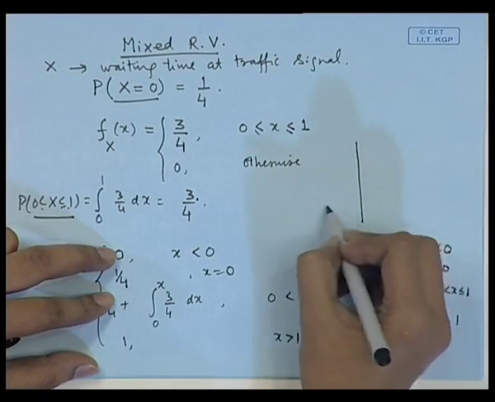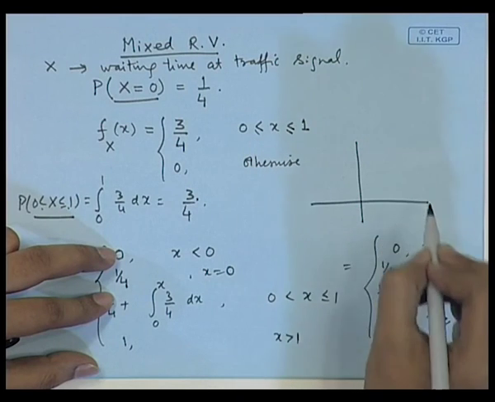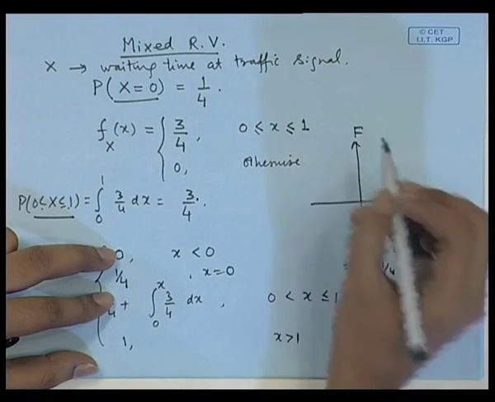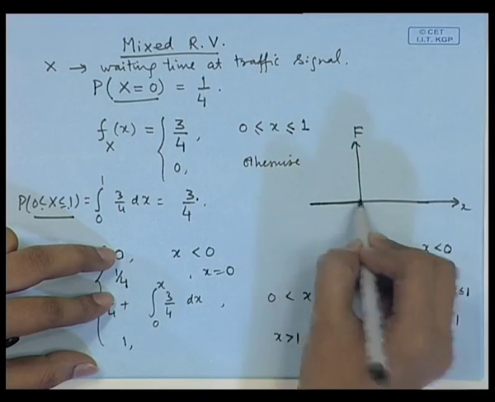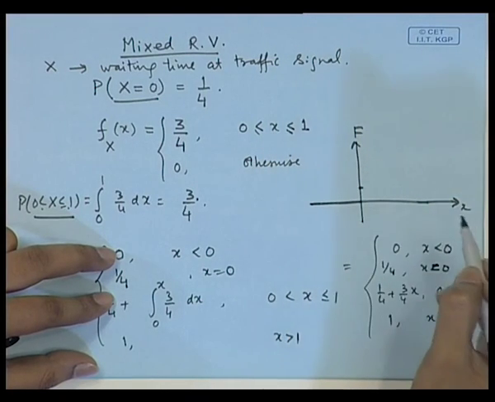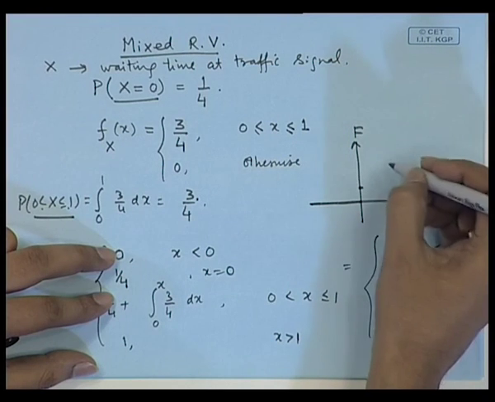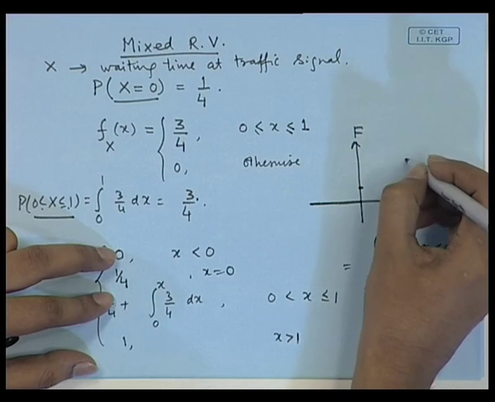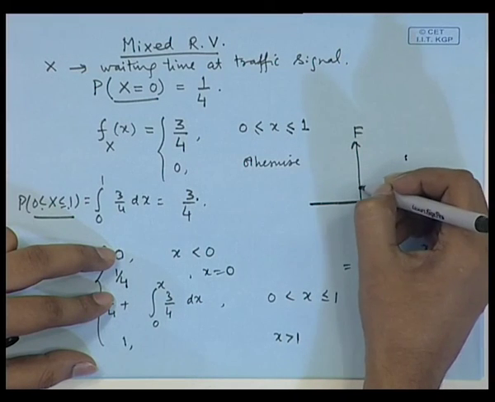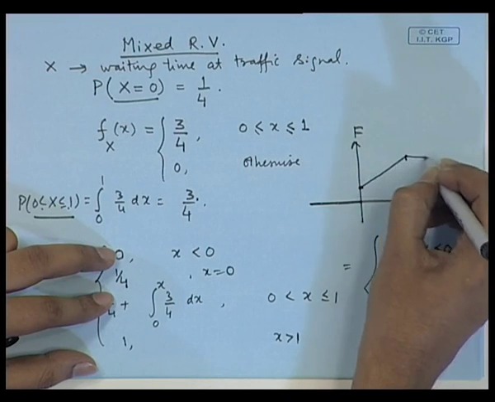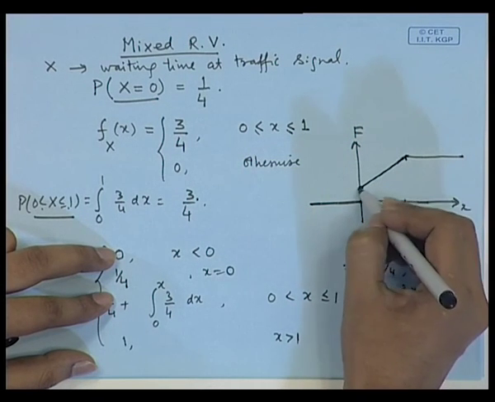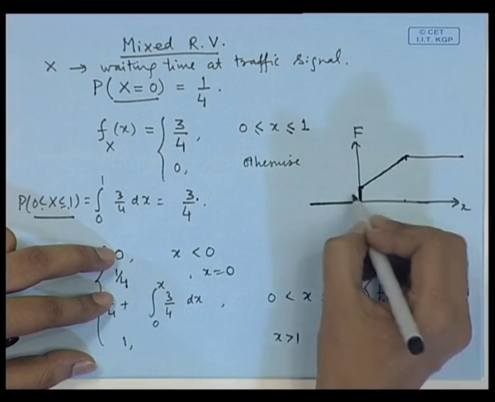If we plot this particular distribution CDF, then up to 0 it is 0, at 0 it is becoming 1 by 4, then from 1 by 4 to 1 it is increasing and it is 1. So, in this case it is a continuous random variable, there is a jump here of size 1 by 4.